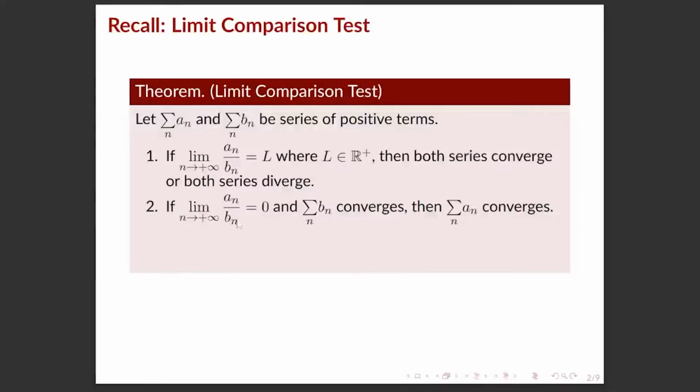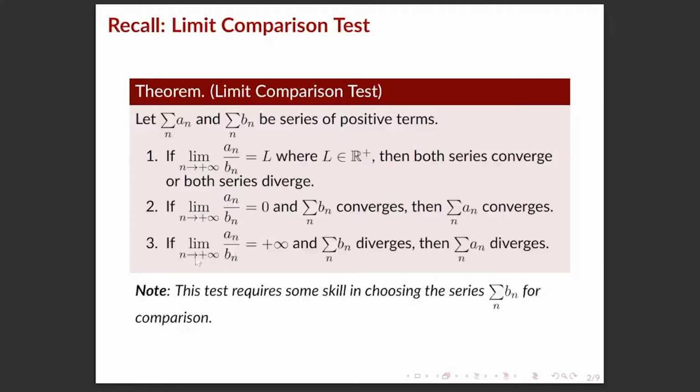The second part of the theorem says that if your limit of a sub n over b sub n as n approaches positive infinity is equal to 0, and your series of b sub n converges, the series you chose for comparison, then your series of a sub n also converges. So what if we end up with a positive infinity for the limit? Third part of the theorem says that if your limit of a sub n over b sub n as n approaches positive infinity is equal to positive infinity, and your b sub n is known to diverge, then your series of a sub n also diverges.